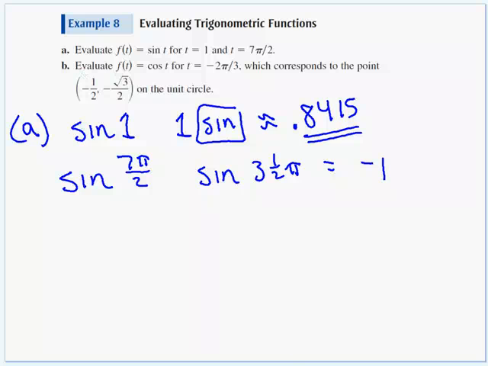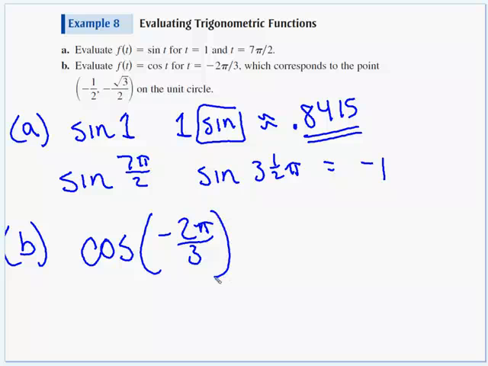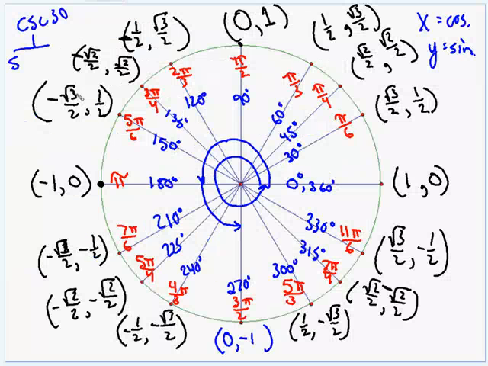Let's see here, part B. It says evaluate cos of t for t equal to -2/3 pi. So we want the cos of -2/3 pi. And it says which corresponds to this point on the unit circle. So let's see, -2/3 pi. Let's go back to our unit circle. -2/3 pi would be, here's -1/3, negative 2/3 would take us right here.